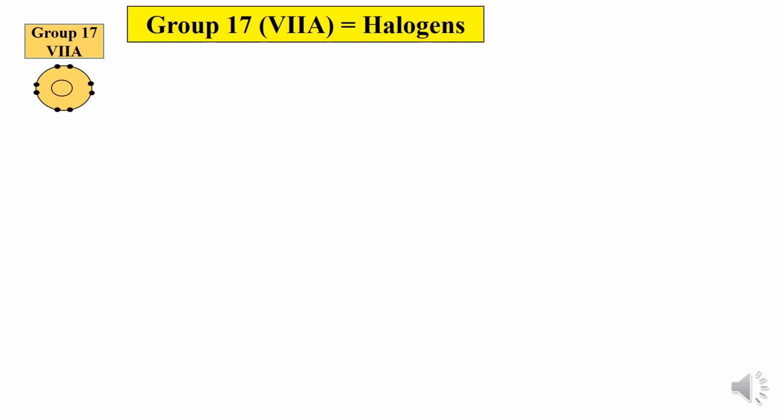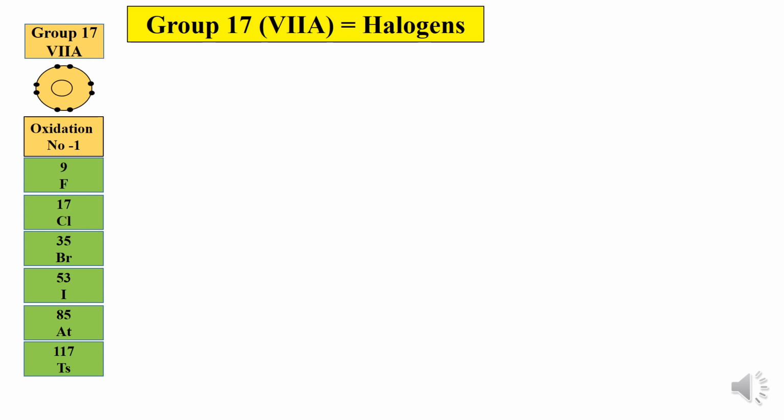Group 17 elements gain an electron in a reaction and become a negative ion with a -1 charge, giving them an oxidation state of -1, or oxidation number of -1. So the 6 elements of the halogen group are fluorine, chlorine, bromine, iodine, astatine, and tennessine. Tennessine is a reactive material.